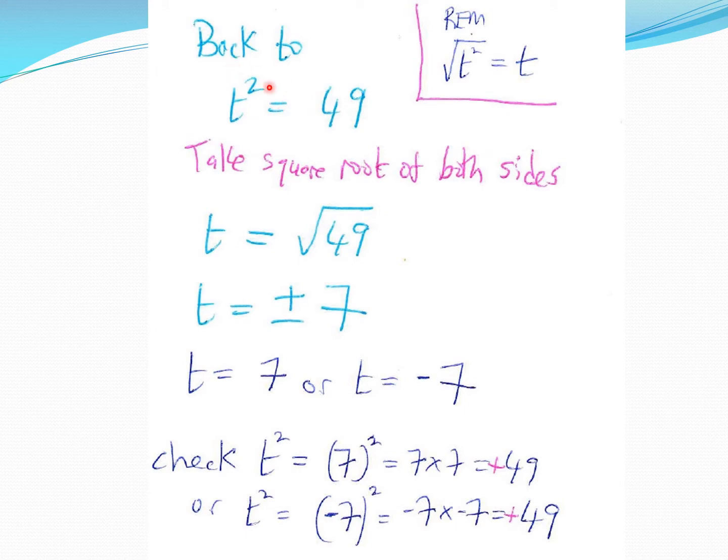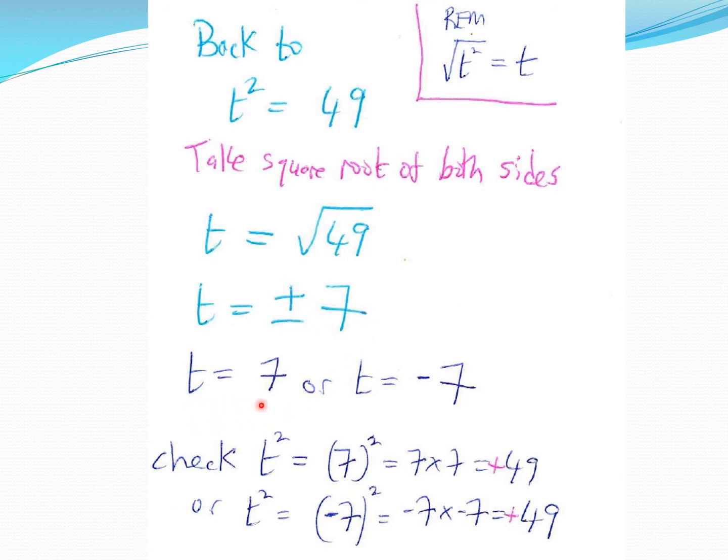So back to our question. And now remember this here, this is going to be important. We won't keep writing this out. If you have t squared, you do the square root of t squared, you get t. So we're going to take the square root of both sides of this equation. And as you know, the square root of t squared just gives us back t. And the square root on this side is 49. So t equals plus or minus 7.